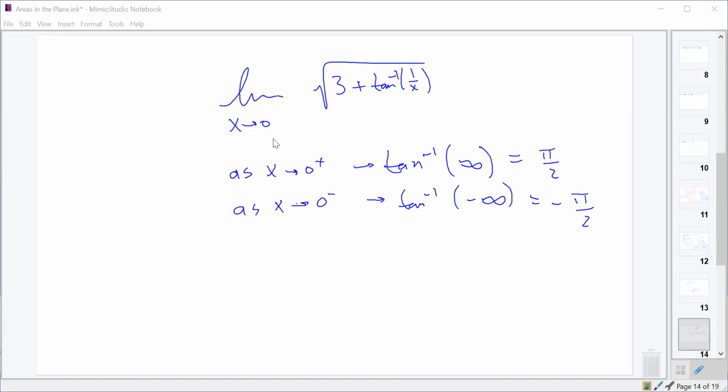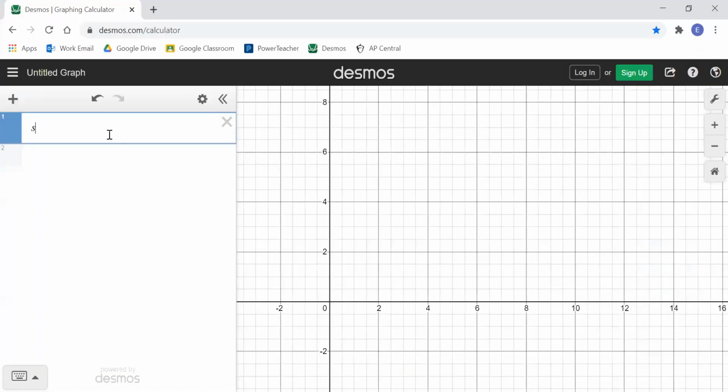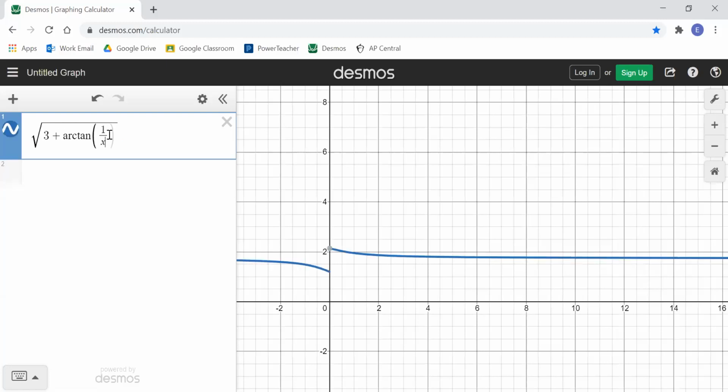And we could, let's see here, what was the function again? I just went over to Desmos. It was the square root of 3 plus the inverse tangent of 1 over x, right? And you can see that's exactly what we've got going on here: a jump discontinuity at 0. From the right-hand side and from the left-hand side, we get different values.